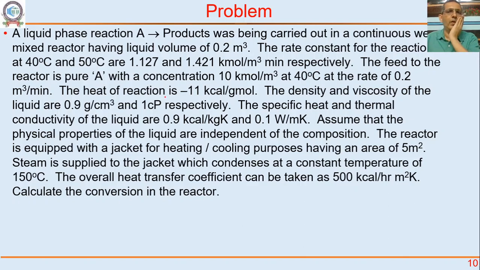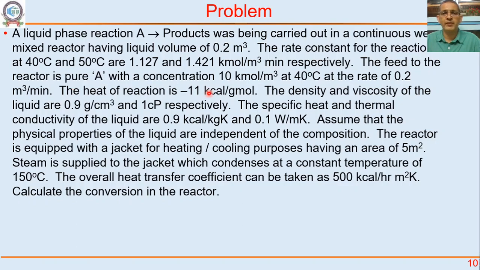Okay. Here's another problem. A liquid phase reaction A going to product was being carried out in a continuous well mixed reactor having a liquid volume of 0.2 meter cube. Rate constant at 40 and 50 degrees was 1.127 and 1.421. Feed to the reactor is pure A with concentration of 10 kilomoles per meter cube, at 40 degrees centigrade, at a rate of 0.2 meter cube per minute.